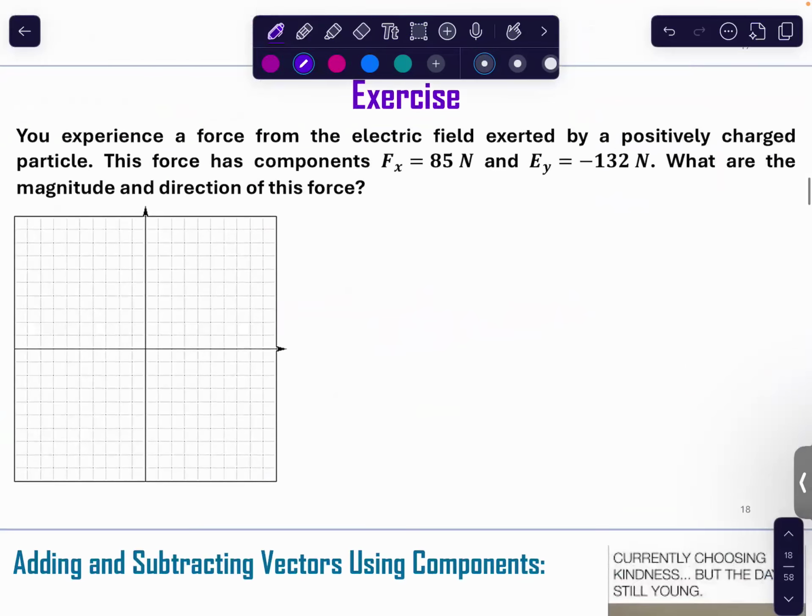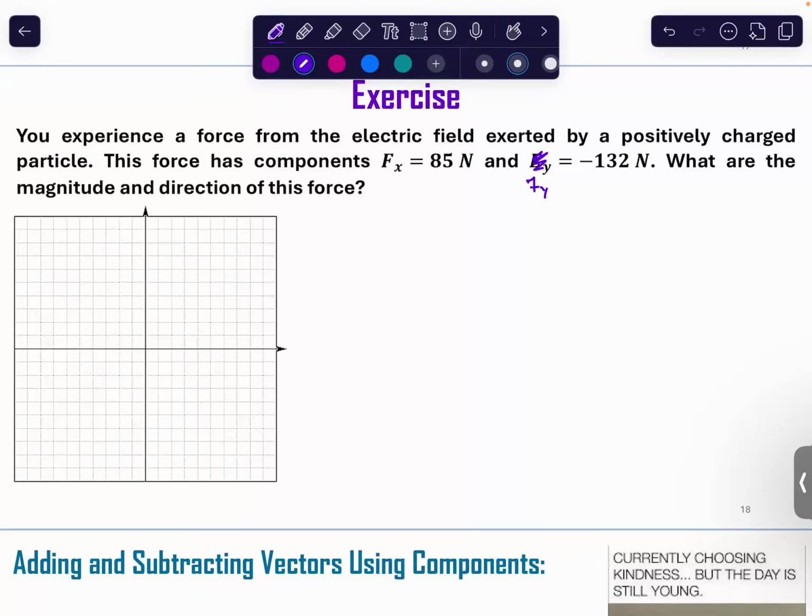Okay. So let's say you experience a force from the electric field exerted by a positively charged particle. This force has components: Fx is 85 newtons, and the force in the y direction is -132 newtons. What are the magnitude and direction of this force? First off, what quadrant am I going to draw this force vector in? Fourth. Why? -y, +x has to be the fourth quadrant.